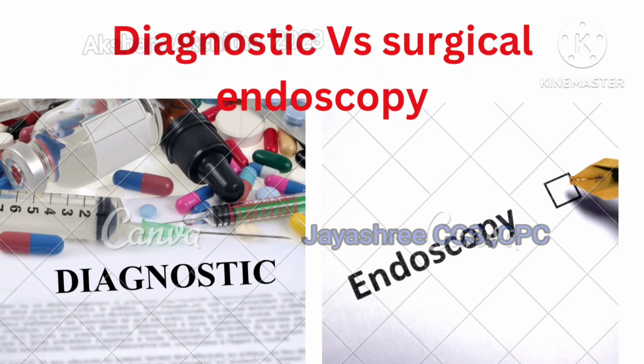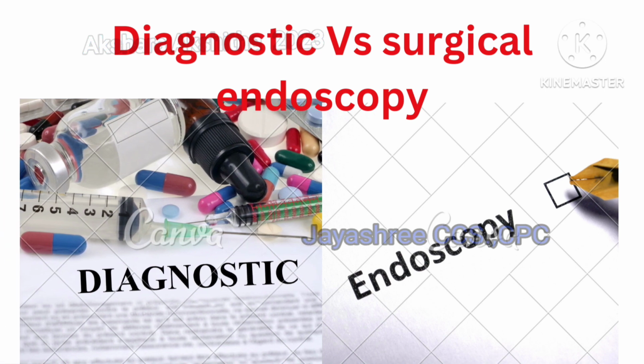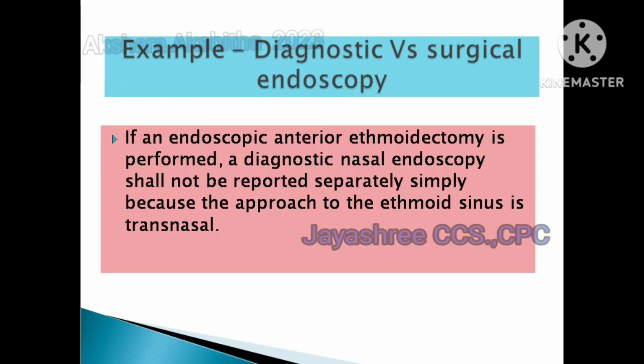For an example of diagnostic versus surgical endoscopy, if an endoscopic anterior ethmoidectomy is performed and a diagnostic nasal endoscopy is also performed, the nasal endoscopy and ethmoid are at the same site. When doing the ethmoidectomy, the doctor performs the diagnostic nasal endoscopy. At that time, the diagnostic endoscopy cannot be coded with the ethmoidectomy code.